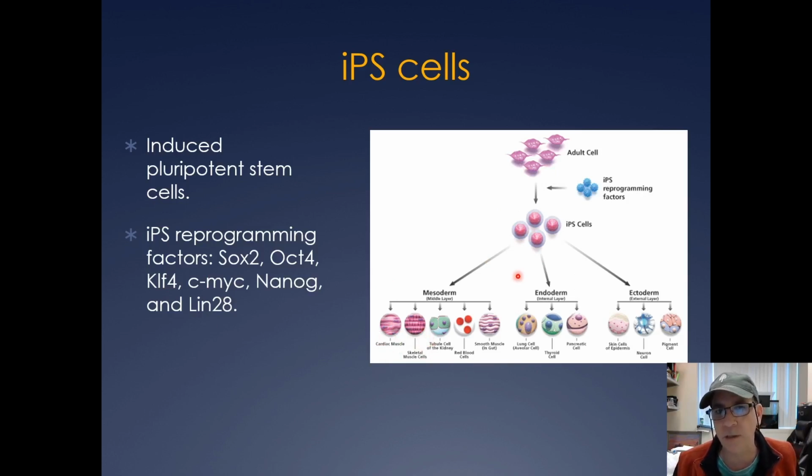and so you can see how this could be very useful if someone had a heart attack, for example. They could just take some of their skin cells, differentiate them into cardiac muscle cells, and hopefully regenerate some of the dead heart tissue that occurred because of the heart attack. And spinal injuries are another one.